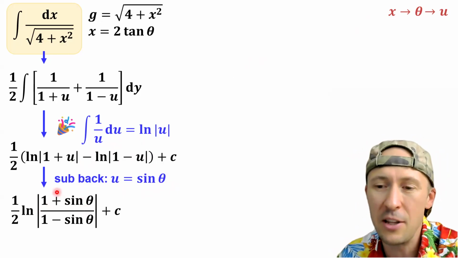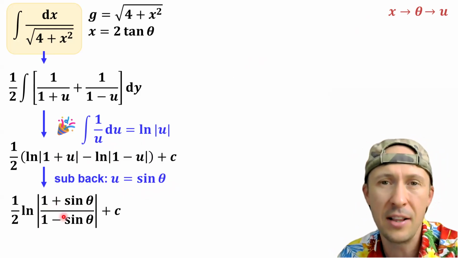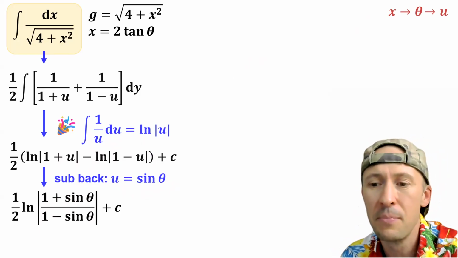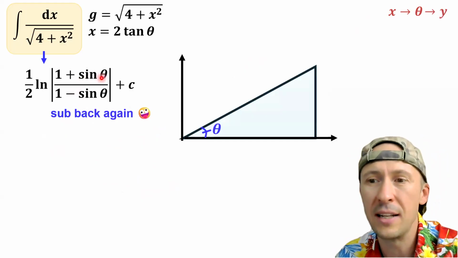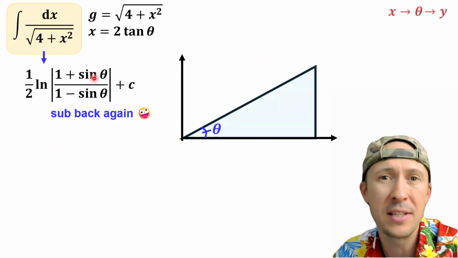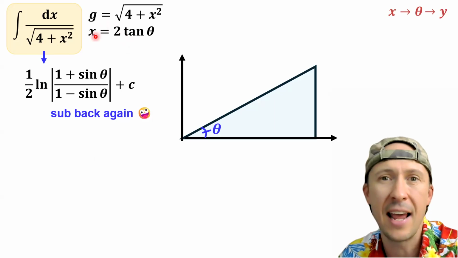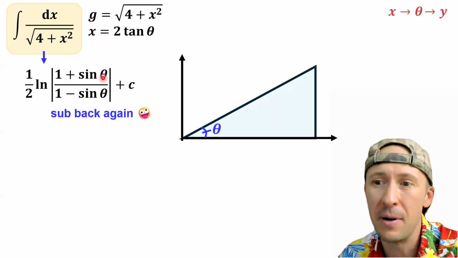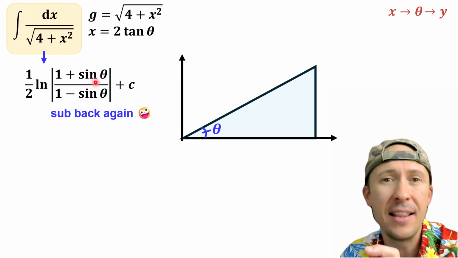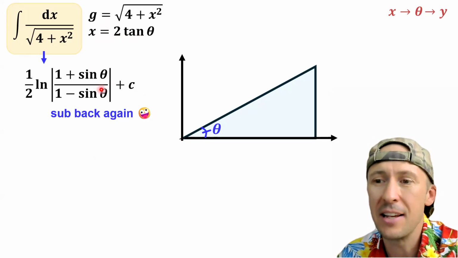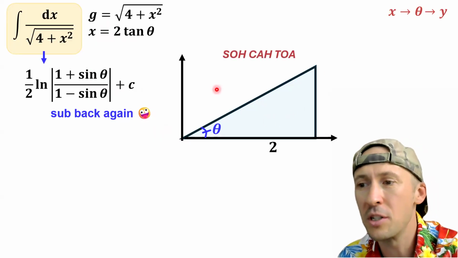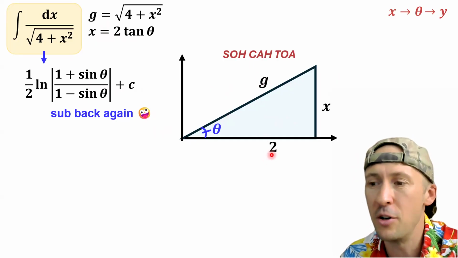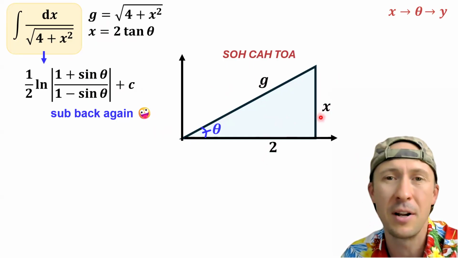You might notice I used a log law to merge these together. When you subtract logs, you can divide the arguments. That's just a standard log law. Now we need to go back to x, right? And I don't know what sine theta is in terms of x, because we set x equal to 2 tan theta, but here we have a sine theta. So in a case like this, just go back to the triangle that we had before. We'll draw a right triangle and use SOHCAHTOA. We'll put g in our hypotenuse, 2 and x. They've got to be in the same spot as they were before.